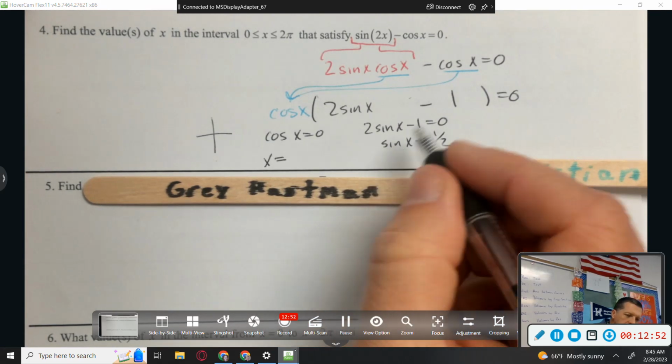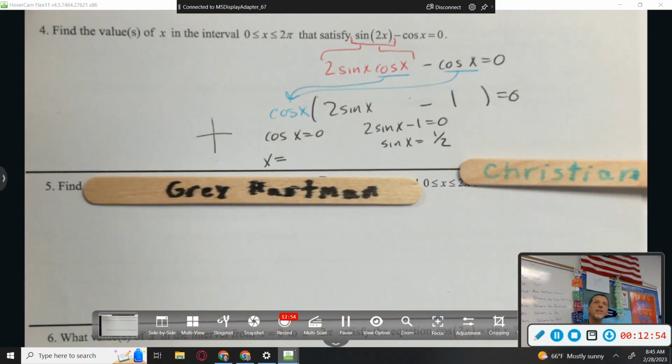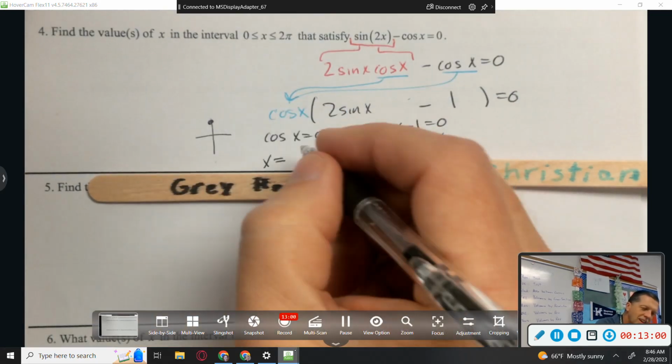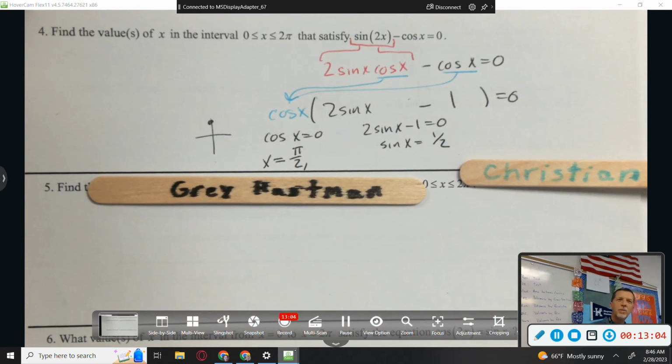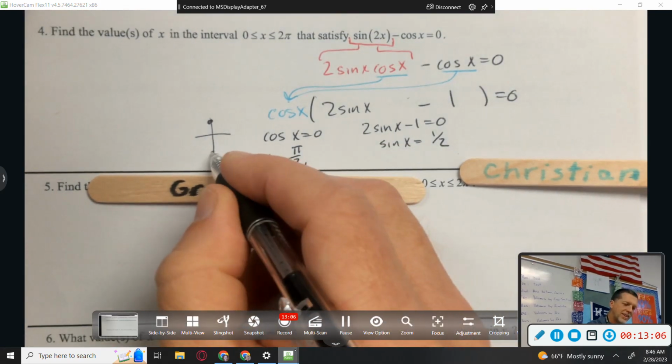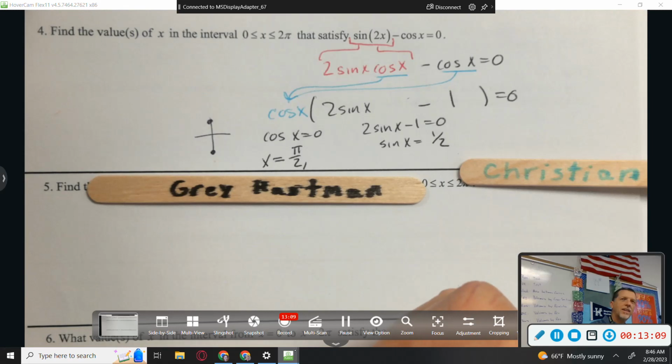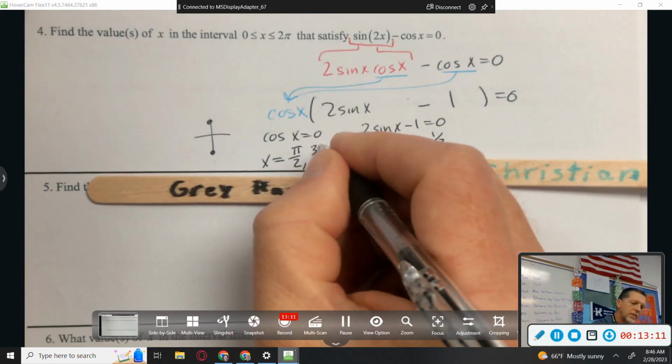Oh, 90? Okay, I like that answer. What's that in radians? So that's not wrong. 1/2. Pi over 2. What about the other spot? 3 pi over 2.